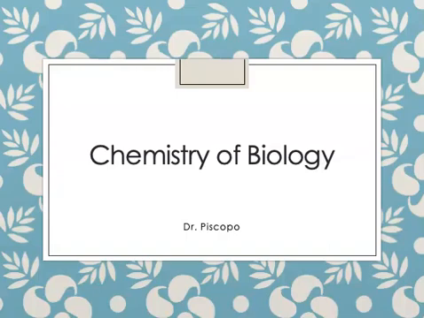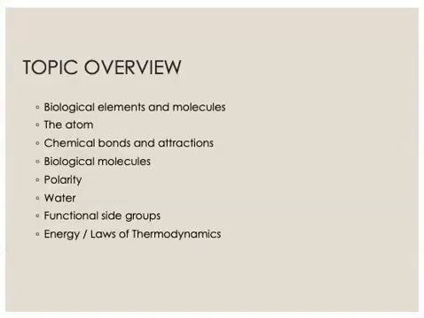Today we're going to be talking about the chemistry of biology. The way we're going to approach this lecture topic is by first talking about what we refer to as the biologically important elements and the molecules that are made from those elements. We're going to review the structure of the atom. We'll talk about different kinds of chemical bonds and attractions. We'll talk about some of the most important biological molecules, the molecules that are critical to cell structure and function.